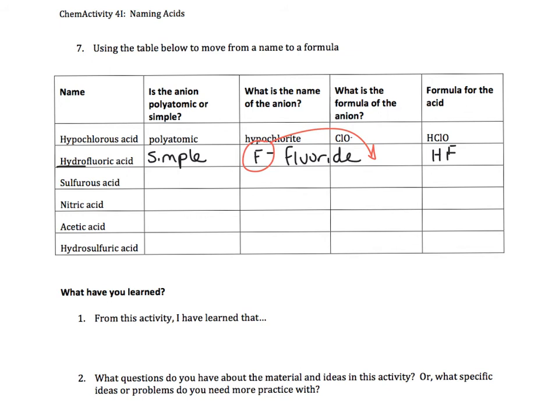Let's look at the next one. The next one does not start with hydro, so that must mean that it's polyatomic. And the ending is OUS. So that must mean that this is sulfite. That's not one you've learned, but you can look it up. It's SO3 2-, so it's a little bit related to sulfate, but it is not sulfate, it is sulfite. And we can see that it's got a 2- charge. So to make a neutral acid, we're going to make H2SO3.